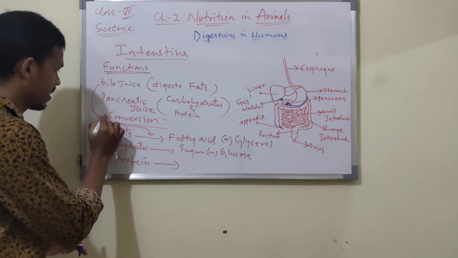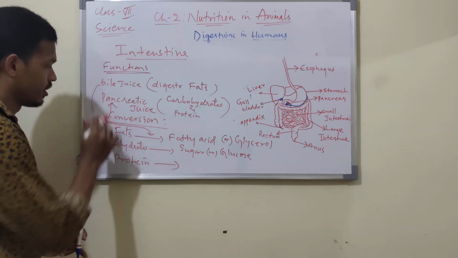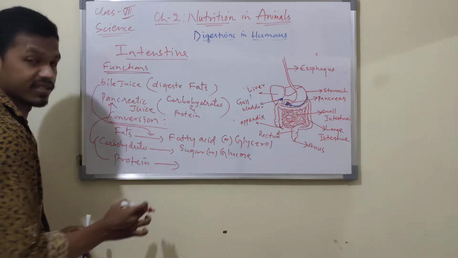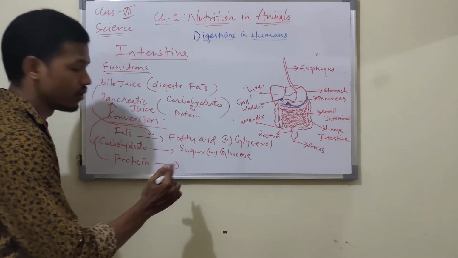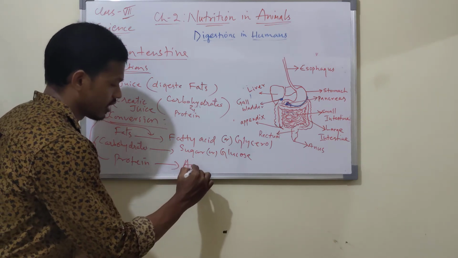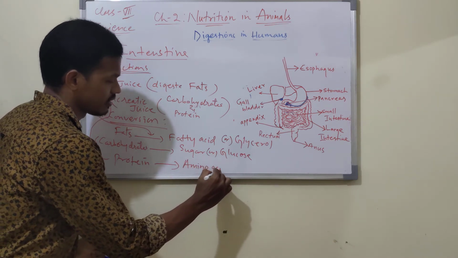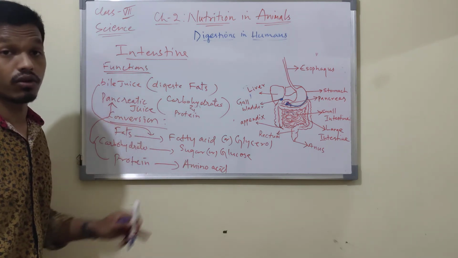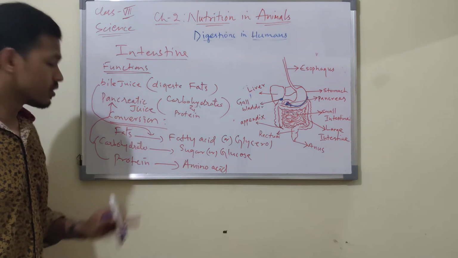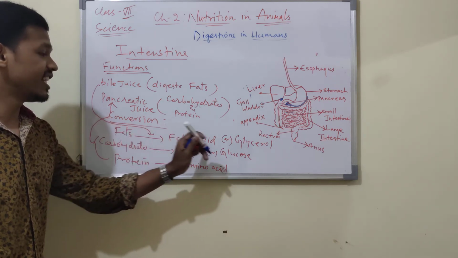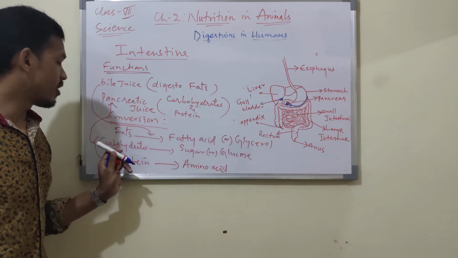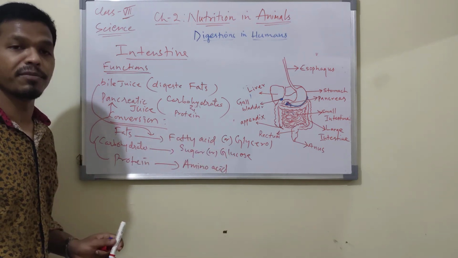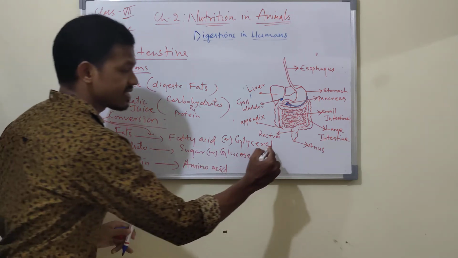These two are converted by pancreatic juice, but fats are converted with the bile juice into fatty acid. So protein is converted into amino acid. Amino acid. You have to remember this. So fats are converted into fatty acid and glycerol. Carbohydrate is converted into sugar or glucose. Protein is converted into amino acid.